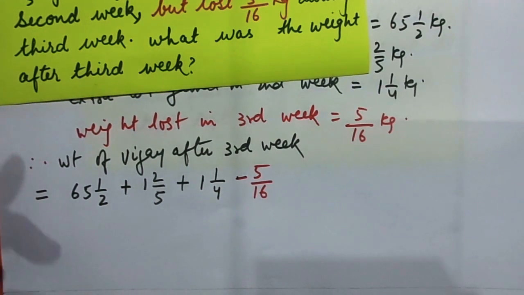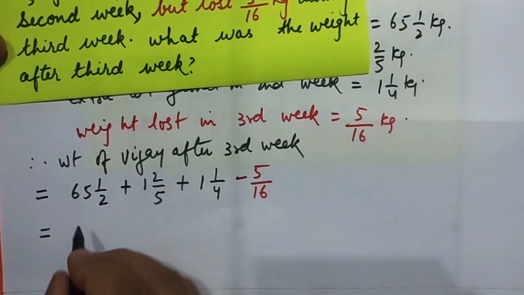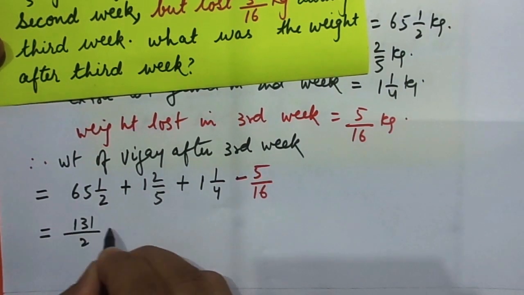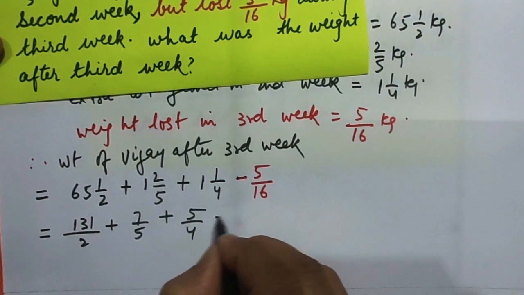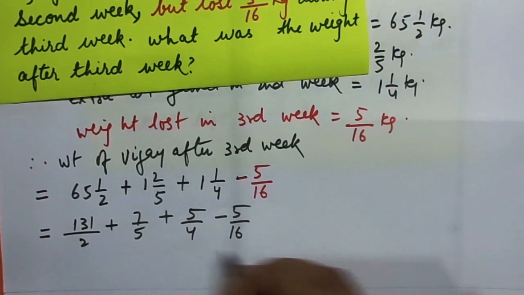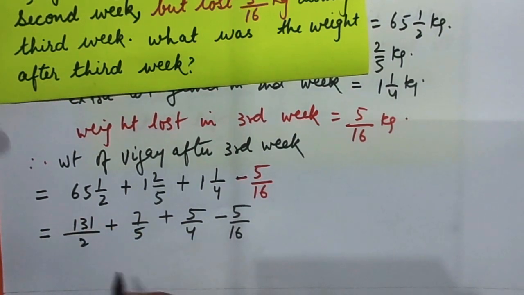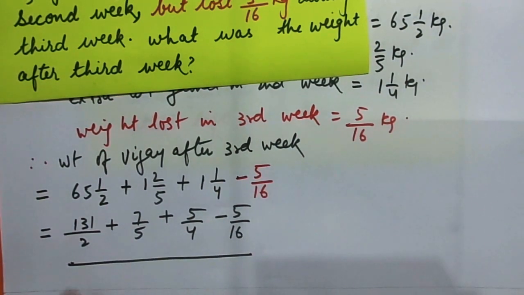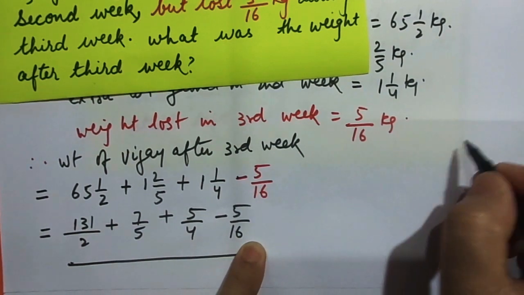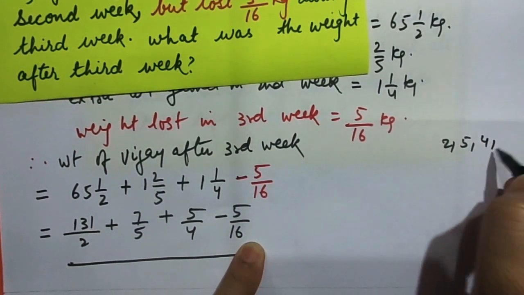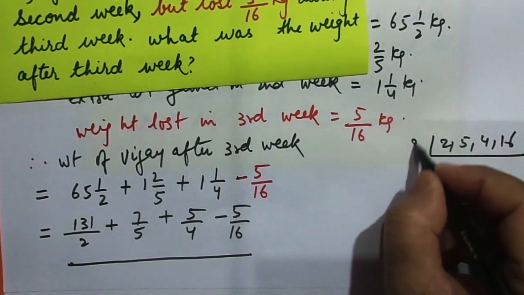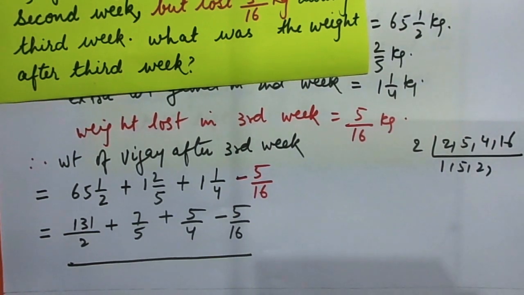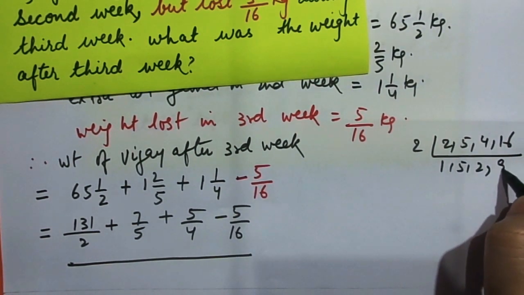Therefore, what do we need to do? Nothing. We'll just solve it. 131 by 2 plus 7 by 5 plus 5 by 4 minus 5 by 16. All the values will be in kg. Now, let us take the LCM of 2, 5, 4 and 16. So 2 one time, 2 twos are 4, 2 eights are 16.